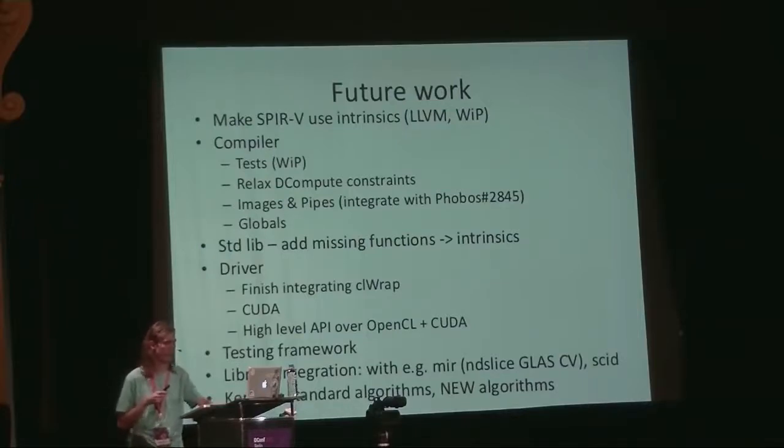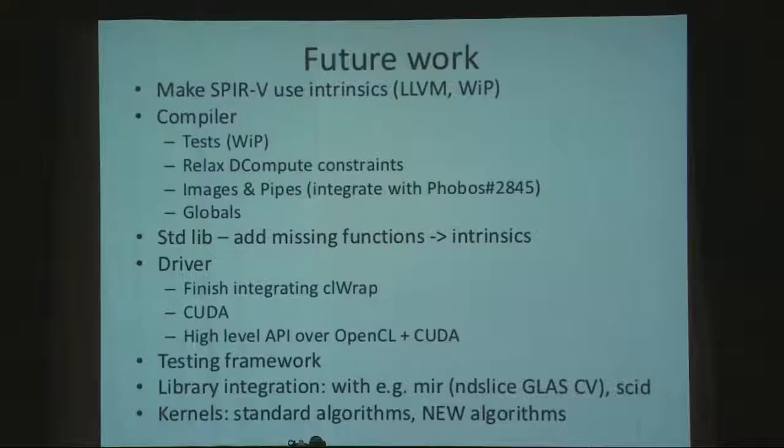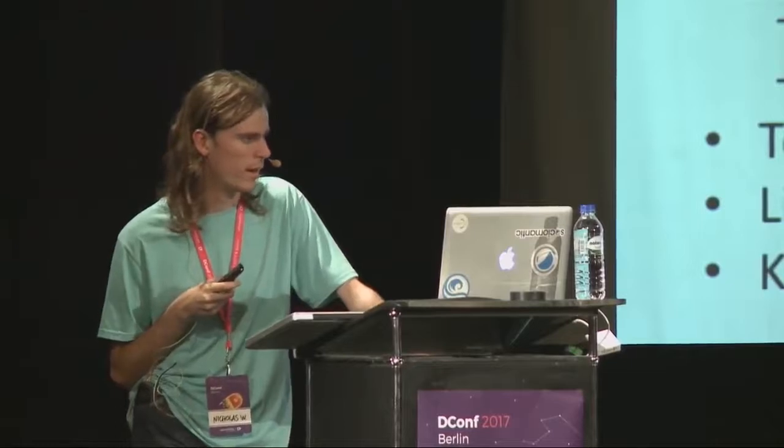So with things like Mir with NDSlice, GLAS and CV and whatnot, but also all of the other scientific libraries that are in the ecosystem. And then also lowering the barrier to entry, I think, would enable all of the algorithm gurus in the audience to try out new things if they don't have to write a whole lot of boilerplate in order to do so. And also provide those standard algorithms that are used on GPUs.